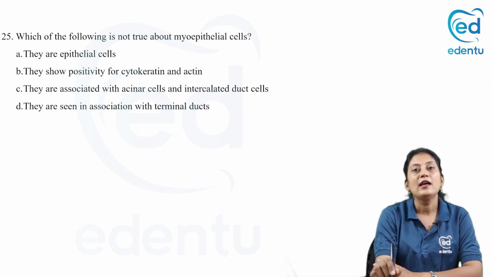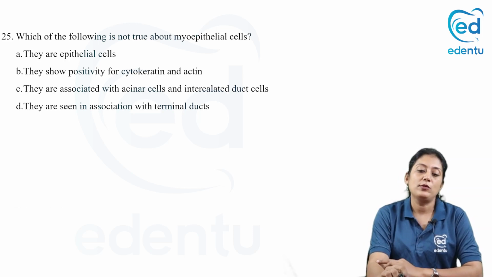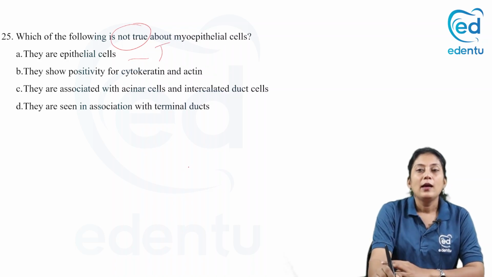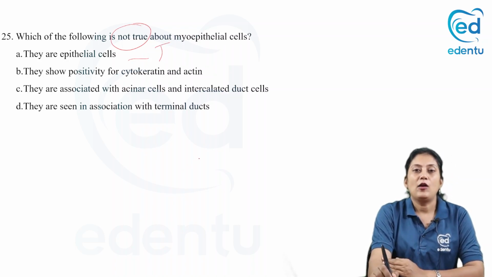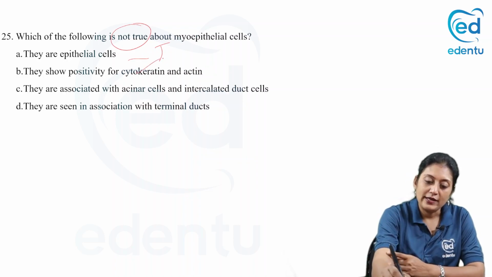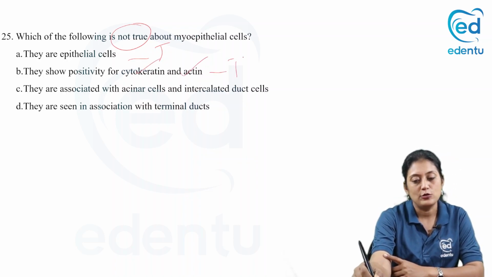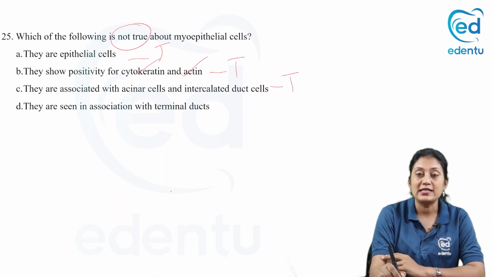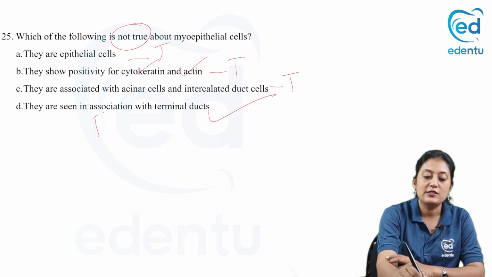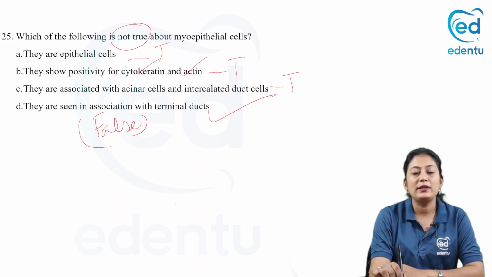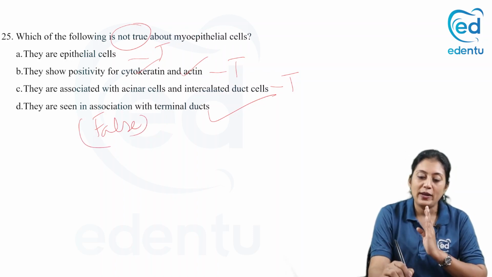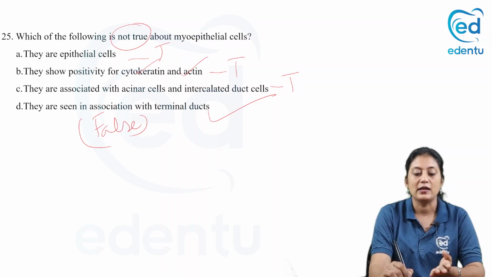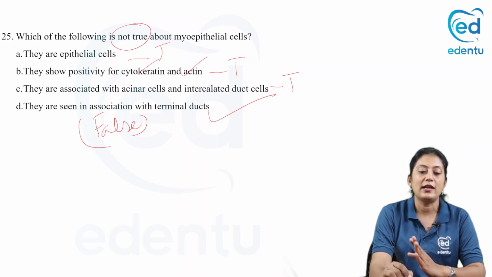The last question is, which of the following is not true about myoepithelium? They are epithelial cells, that is true. Because they are myoepithelial, the epithelial component cytokeratin and the muscle component actin are both present, so that is also true. They are associated with acinar cells and intercalated cells, that is also true. They are seen in association with the terminal duct, it is false. You will never see myoepithelial cells in association with the terminal duct. You mainly see them with acinar cells or the intercalated duct. Rarely you can see them with the striated duct, but never in the terminal duct. So this is the false statement, and this is the right option here.